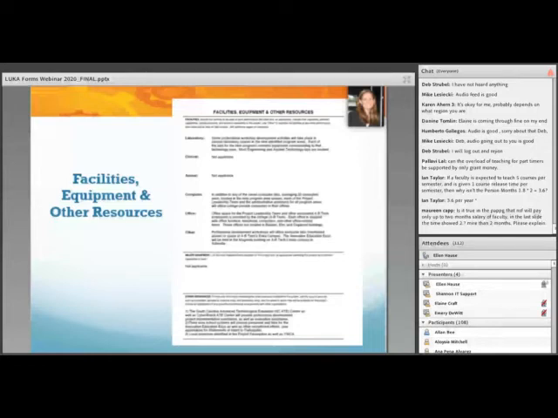So keep in mind that you shouldn't use this space to describe all the capabilities of your college, only those relevant to the project to help NSF assess what resources you have available.